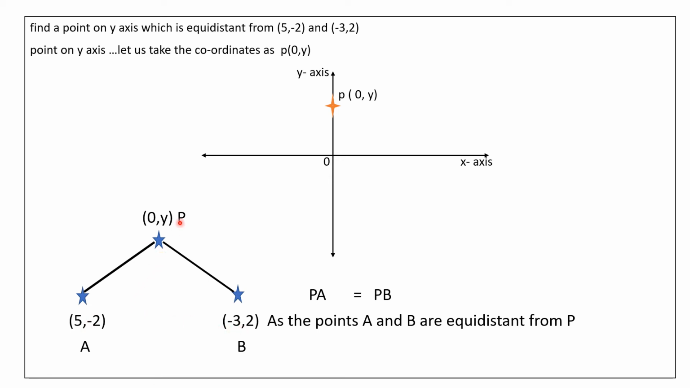That is, this P is equally placed from A and B. A is 5 comma minus 2, B is minus 3 comma 2. So we have drawn this diagram. You understand this diagram, then we'll go to the problem. As the points A and B are equidistant from P, that means PA equal to PB.